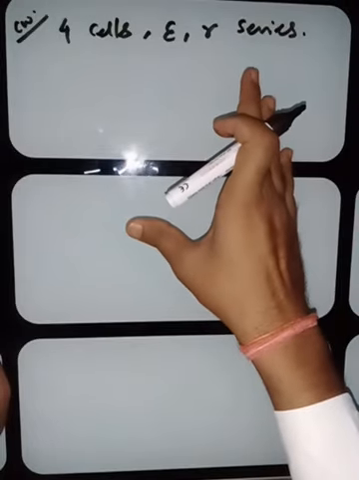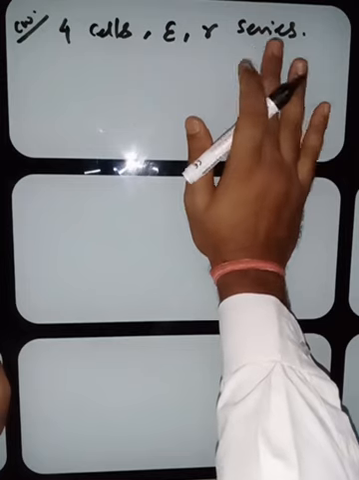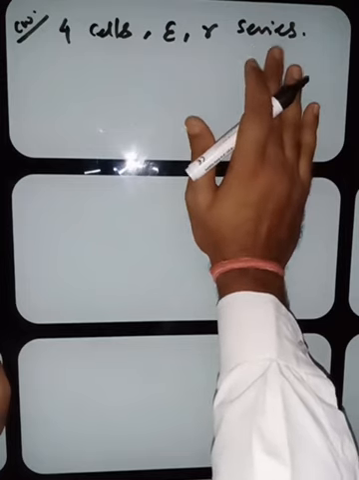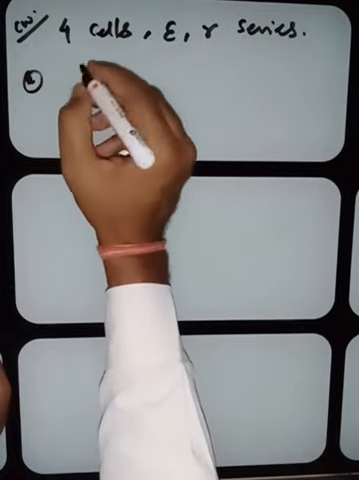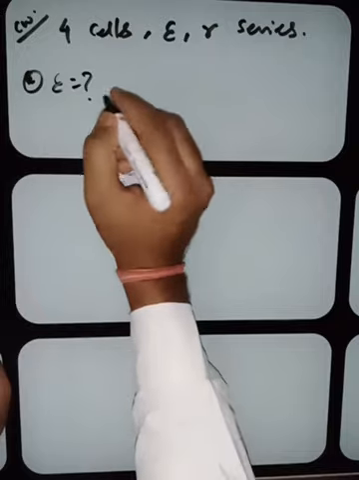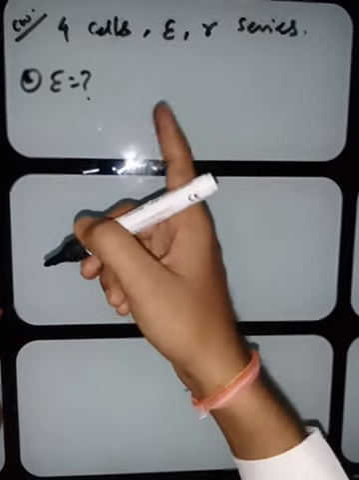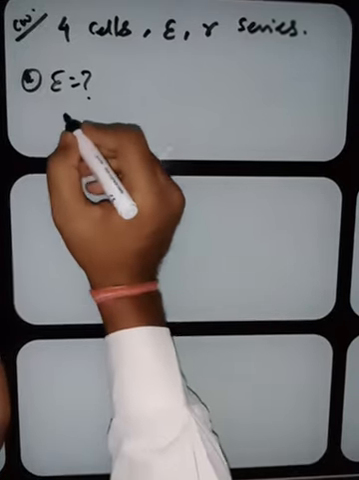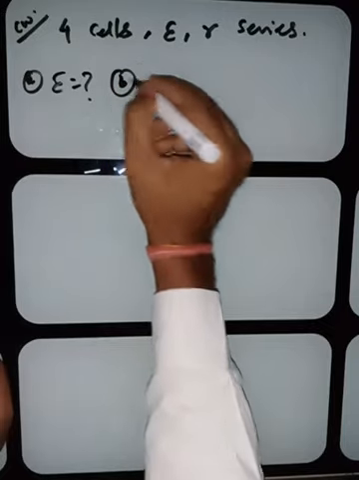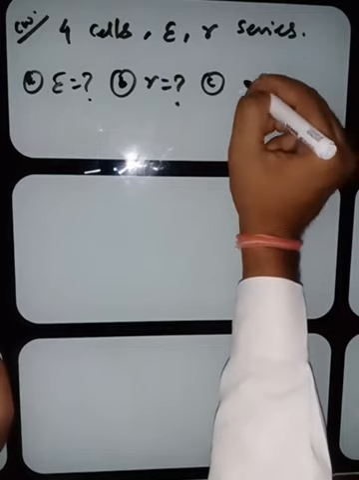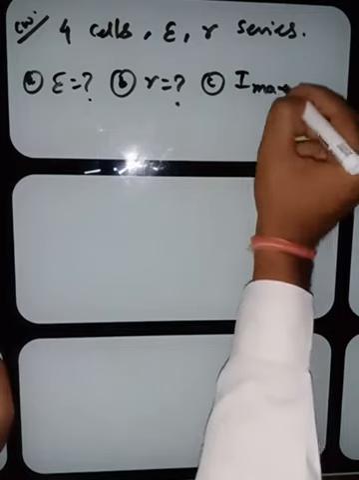Then it is given a variable resistor is connected in series and the graph represents terminal voltage versus output current. You have to find the EMF. What will be the EMF of each cell? Remember, you have to find the EMF of each cell. The graph is representing the equivalent, but you have to find the EMF of each cell. The second, you have to find the internal resistance of each cell. And the third, which is very important, you have to find the maximum current. What will be the maximum current in the circuit?